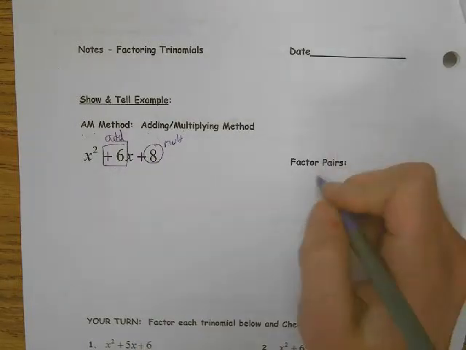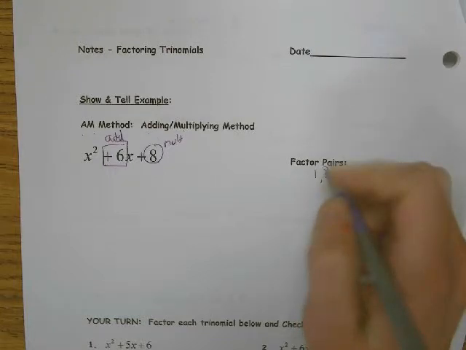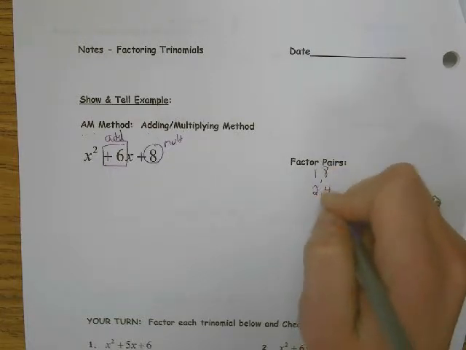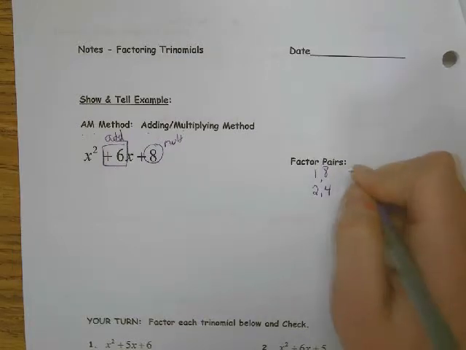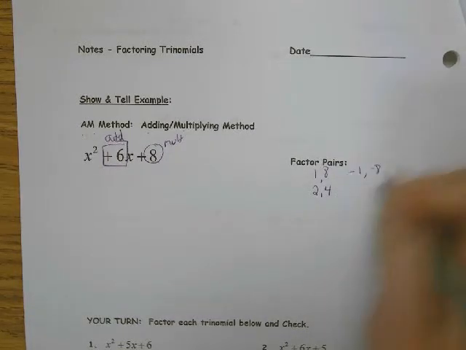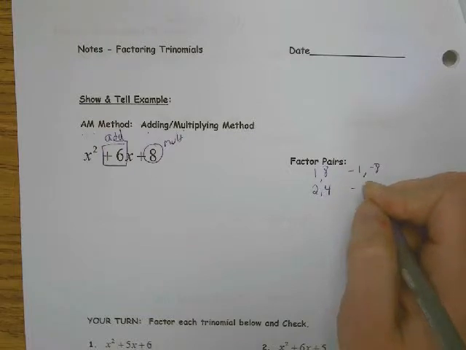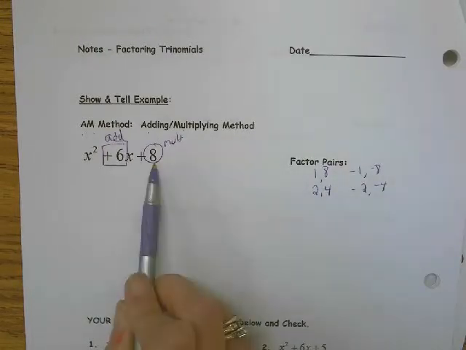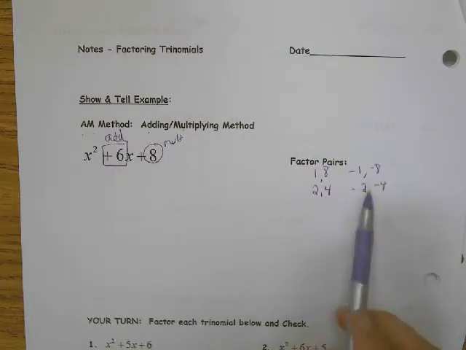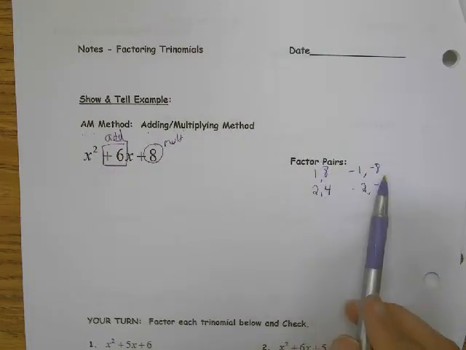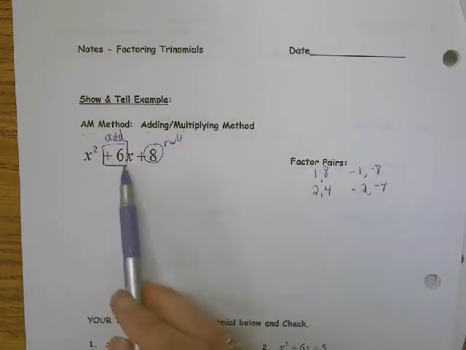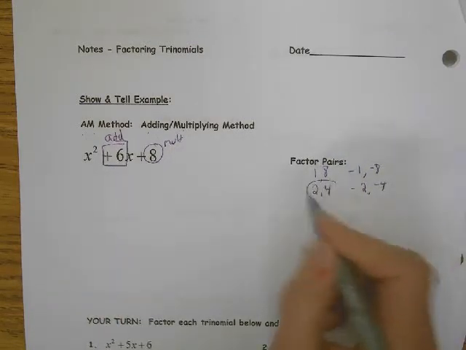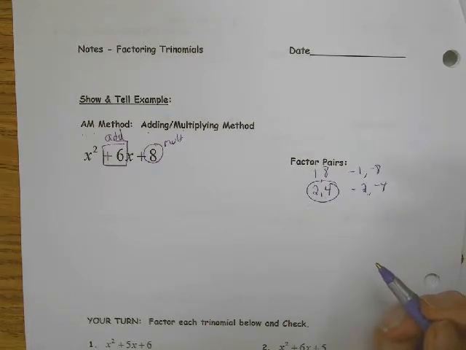I want to list all my factors of 8. So 1 and 8, 2 and 4. I also want to include how I can do that with signed numbers or integers. In order to get a positive 8, I know my signs have to be the same, either both positive signs or both negative signs. Now, of these choices, I want to pick what adds to 6. What adds to 6 is 2 and 4.